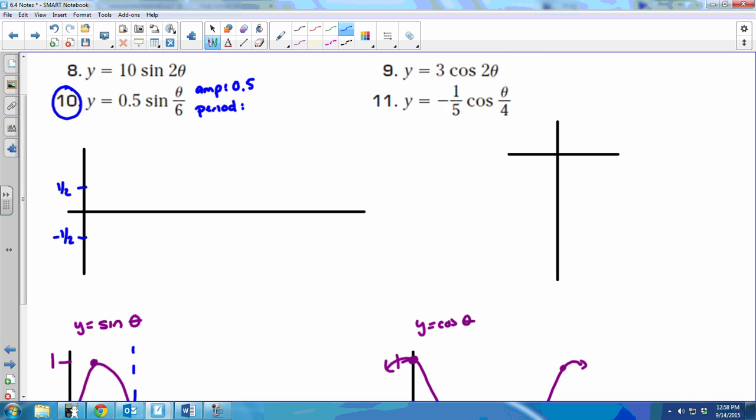How am I going to find the period? Two pi over k, and k in this case is what? Theta is a variable, so it would just be 1 over 6. Right? K is the number multiplied by theta, so it's 1 over 6. So 2 pi divided by 1/6, that's the same thing as multiplying by 6, right? When you divide fractions, you multiply by the reciprocal. So what's 2 pi times 6? 12 pi.